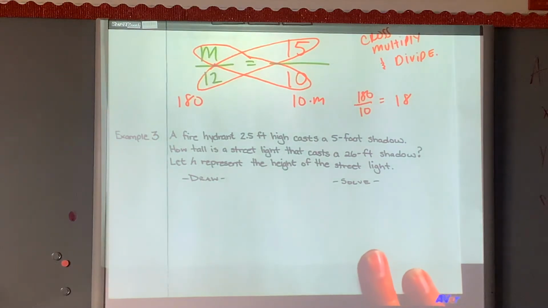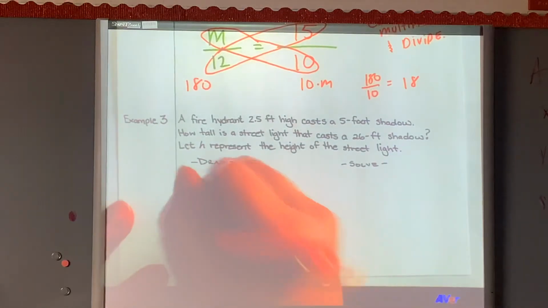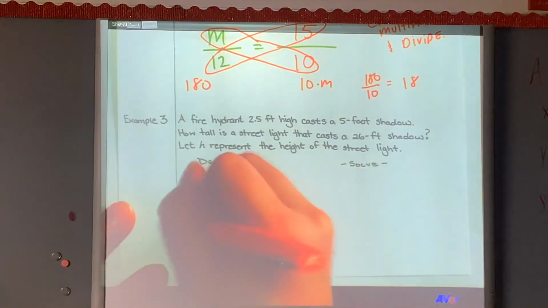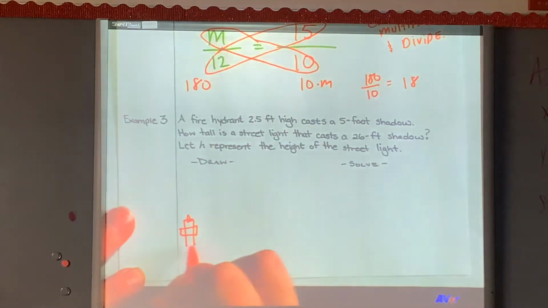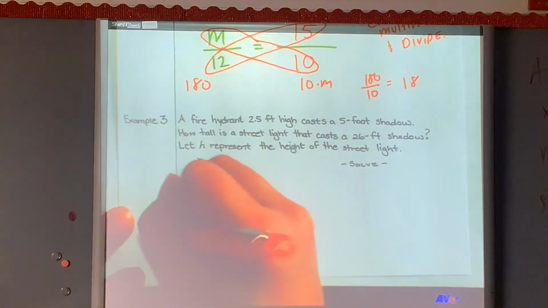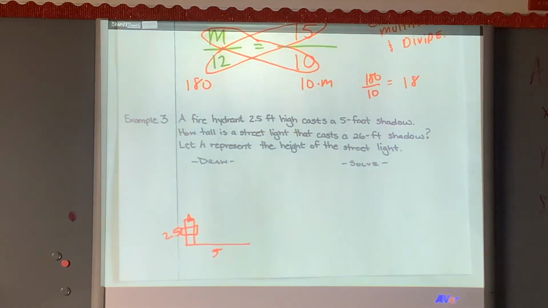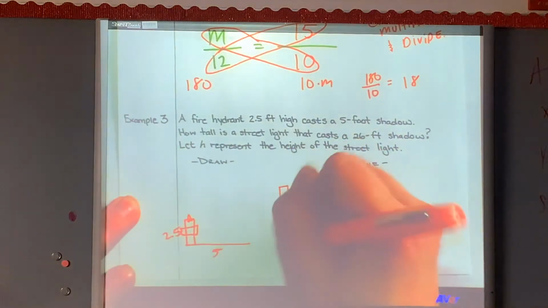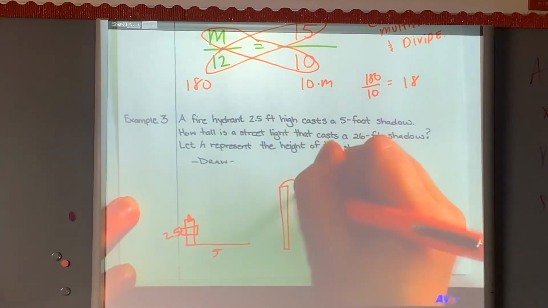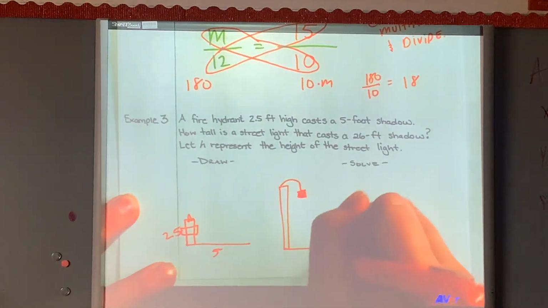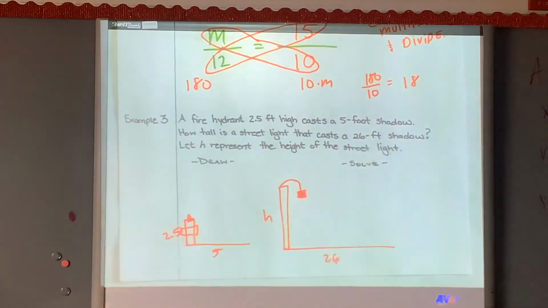All right, one more example, and I'm going to draw a picture. It says a fire hydrant is 2.5 feet high and casts a 5-foot shadow. So let's pretend that Miss Garza's fire hydrant is super great, and I literally have no idea how to draw a fire hydrant. So that's my fire hydrant, and it casts a 5-foot shadow. The fire hydrant is 2.5 feet tall, and the shadow is 5 feet. And then it's standing next to a street light. I don't know, guys. We're just going to say that that's my street light. My street light casts a shadow of 26 feet. And it says, let H represent the height of the street light.